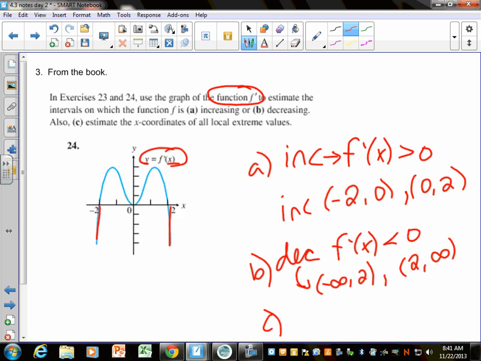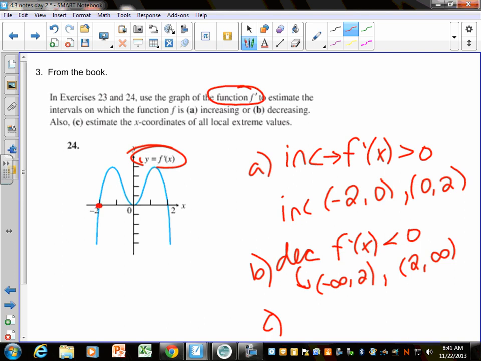Part C says estimate the x-coordinates of all local extreme values. Are my local extreme values here and here? Because this is the derivative, right? You have to think about this is not the original function. If this was the original function, you would just look for high and low values. But this is the derivative, so you have to think about where on the derivative does my graph change from increasing to decreasing?